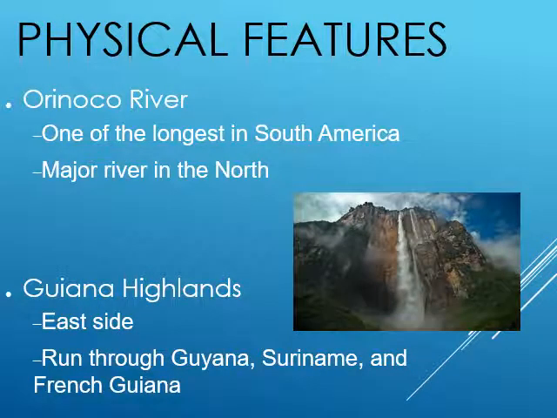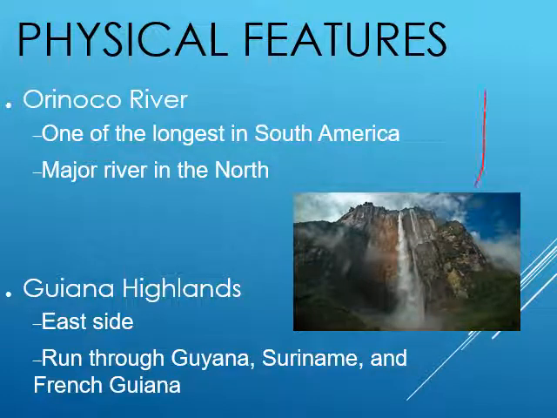If you push out further east, there are a couple of things. The major river in the northern part of South America, in Caribbean South America, is the Orinoco River, and it's one of the longest rivers in South America. The Amazon River is longer than it, but it is the major river up in the very northern part in these countries. And so it goes through the Guiana Highlands.